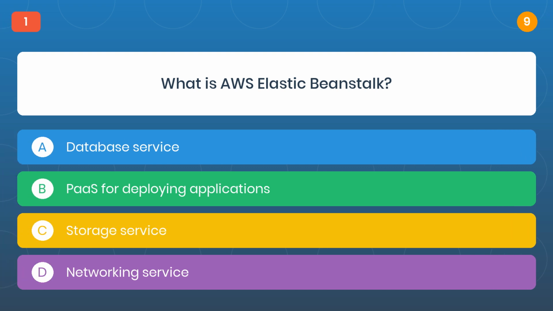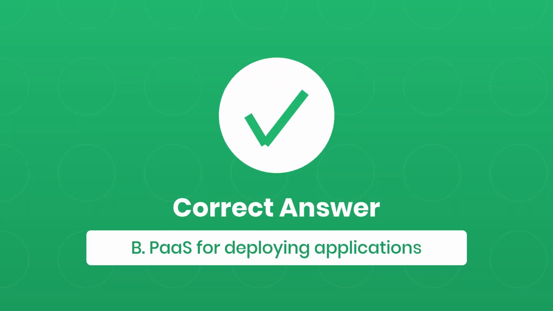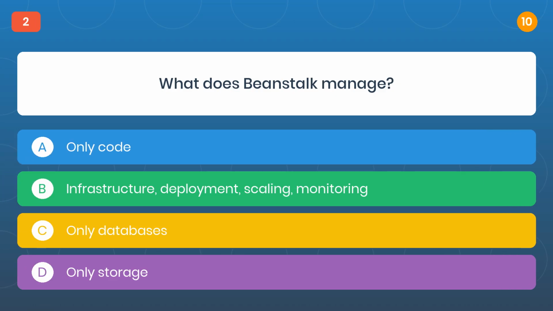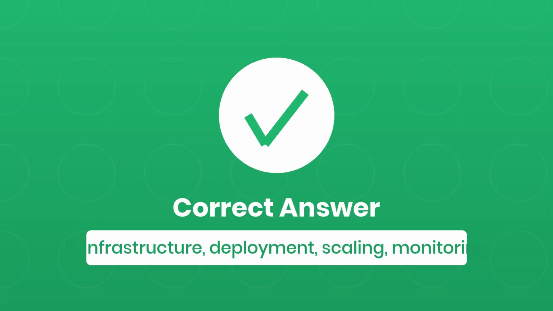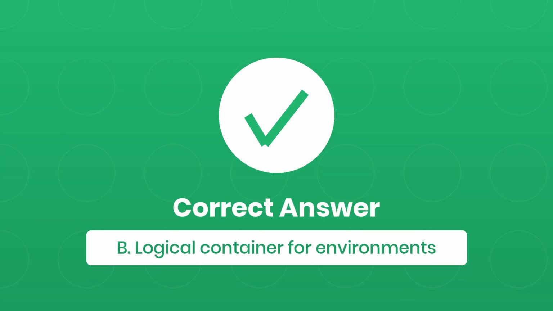Question 1. What is AWS Elastic Beanstalk? The correct answer is B, PaaS for deploying applications. Question 2. What does Beanstalk manage? The correct answer is B, infrastructure, deployment, scaling, monitoring. Question 3. What is a Beanstalk application? The correct answer is B, logical container for environments.